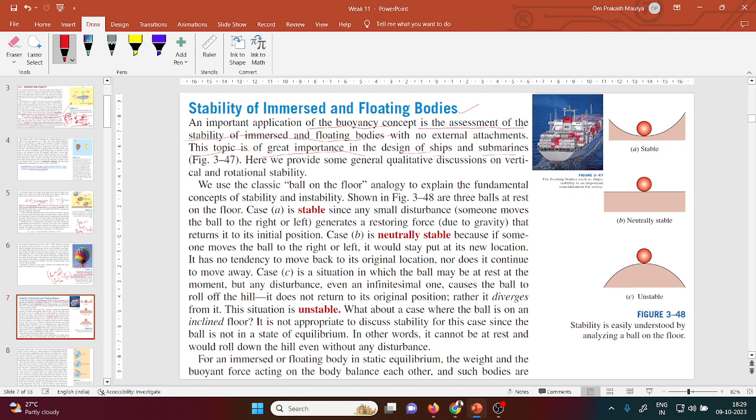So we use the classic approach for understanding stable, neutrally stable and unstable conditions. We have one example, the ball on floor example. Basically we will see this example.